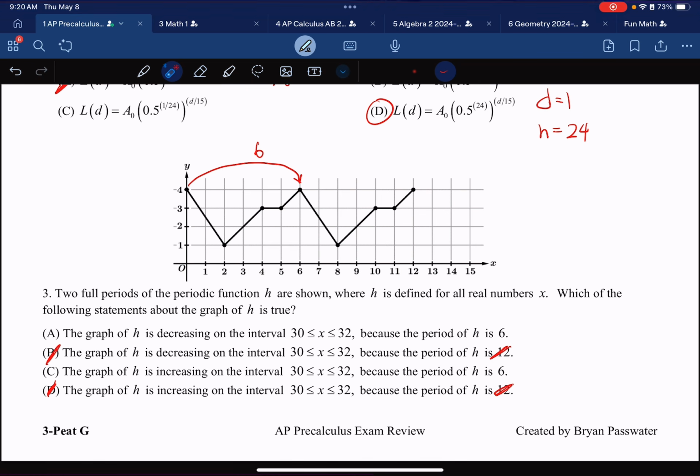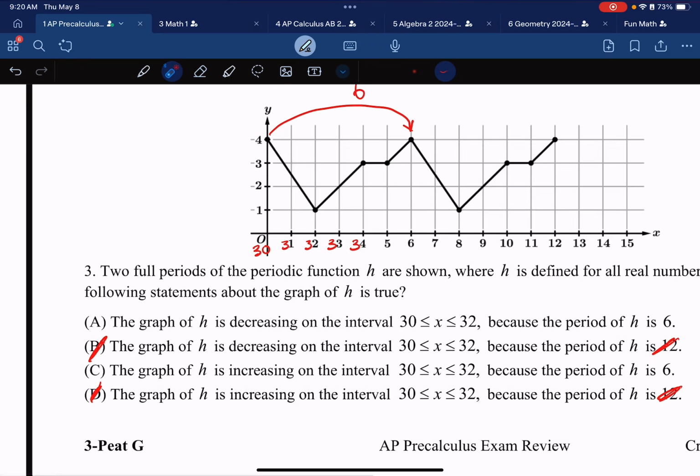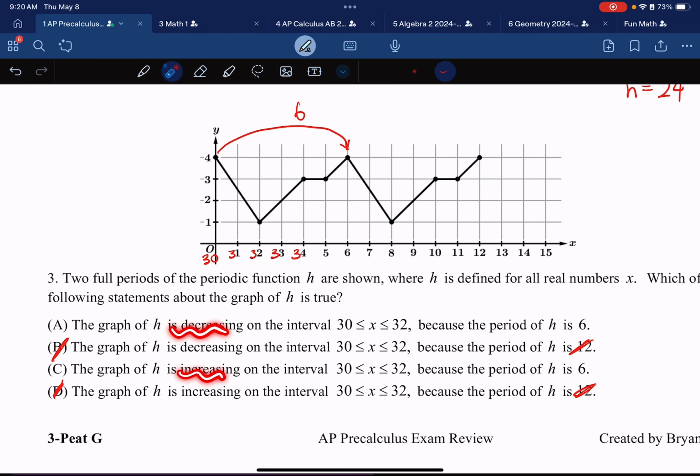If I go 5 full periods, I'm now right here. This new x coordinate is no longer 0. I have shifted this 5 periods into the future. This is now 30 and 31 and 32 and 33 and 34, etc. Okay, what's going on between 30 and 32? Am I decreasing or am I increasing? You can see that these heights here are going down. Therefore, we are decreasing. The correct answer here is A.